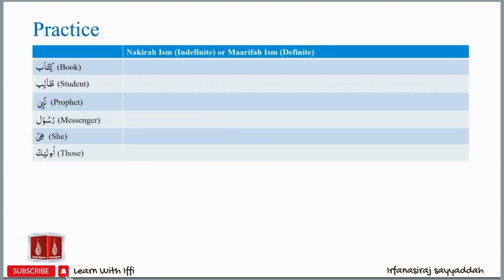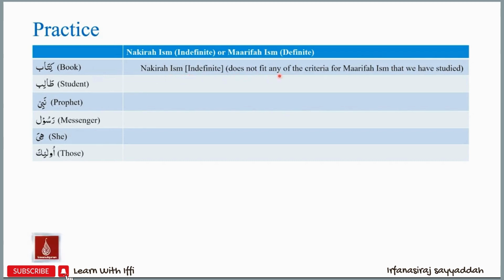Here we will study examples of indefinite and definite asma. The first word that we have is kitab, which means book. Kitab is an example of an indefinite ism or nakra ism. Why is kitab an indefinite ism? Because it does not fit into any of the criteria for marfa ism or definite ism that we have studied today.